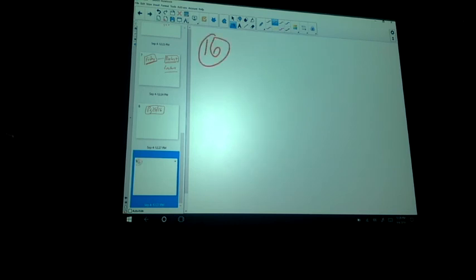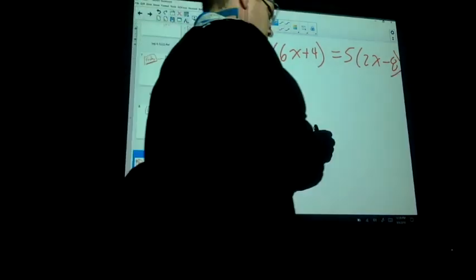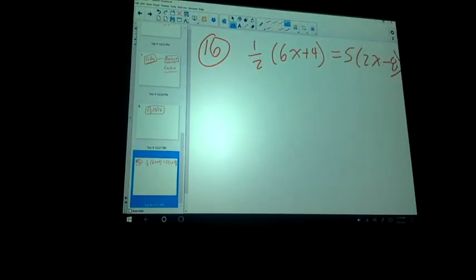So this is problem number 16 on page 25, yes? So they want us to solve this. They want us to tell us what x is equal to. I have two distributive properties, so I'm going to distribute here and here. So what is half of 6x? 3x. Okay, and then half of 4 is? 2. And then I'm going to distribute here, so I'm multiplying. So that's 10x minus 40. Is that all right?